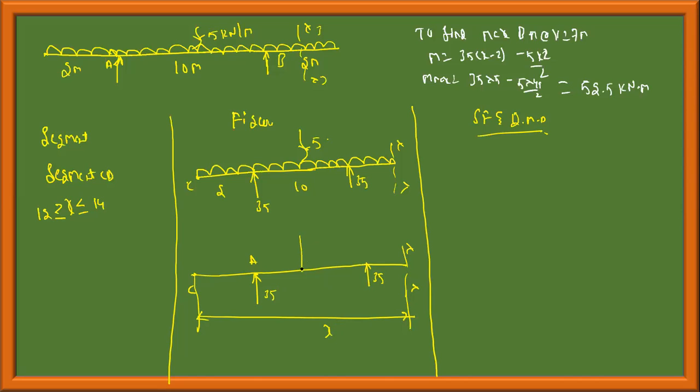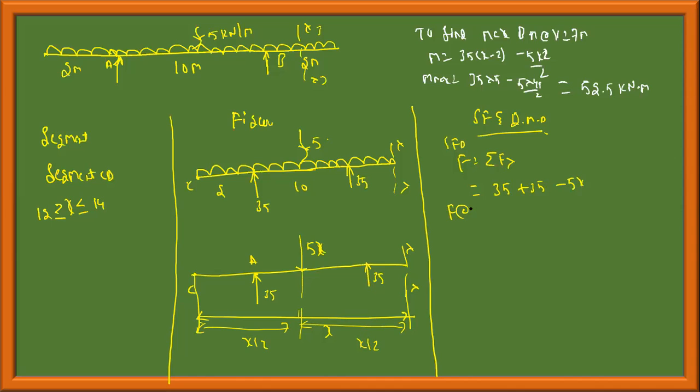Therefore the magnitude of this will be 5x, and half of the distance will be x by 2. The remaining distance is also x by 2. Force into perpendicular distance, 5x into x by 2. Shear force is equal to the summation of vertical forces acting upwards, which is positive 35 plus 35 minus 5 into x.